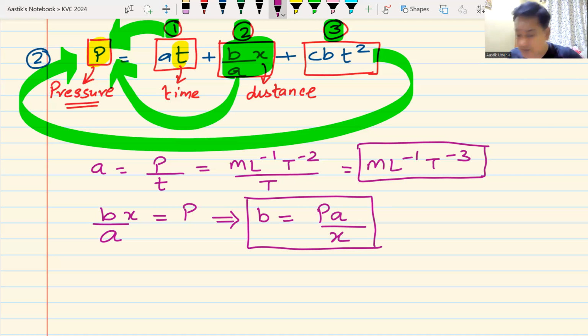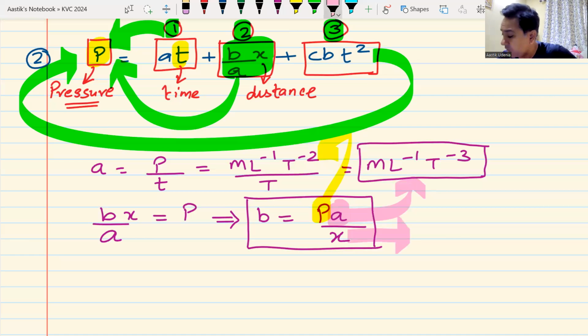I will not be doing the rest of the part because you already know the dimension of P. The dimension of P is here. I hope you can put this. You already know the dimension of A. The dimension of A is here. You can put it from here. You already know the dimension of X. X is length or distance. The dimension is L. You can put the values and get the answer.